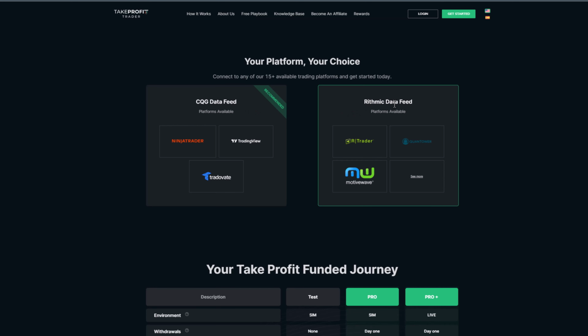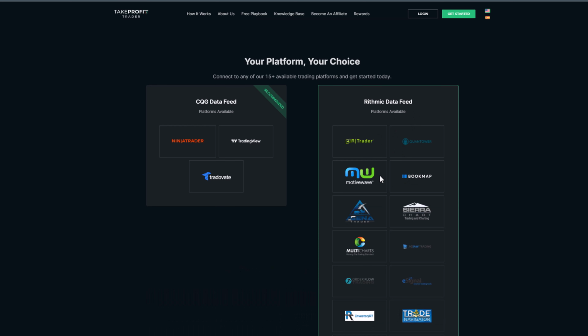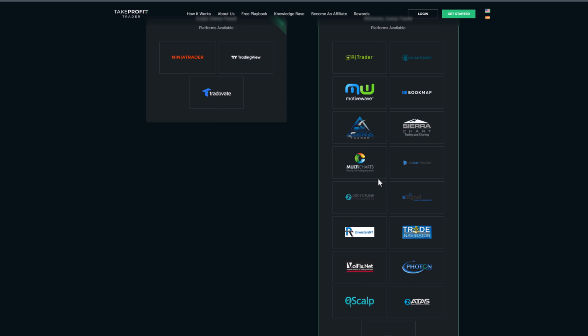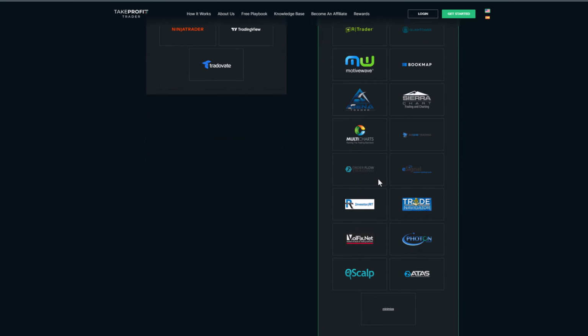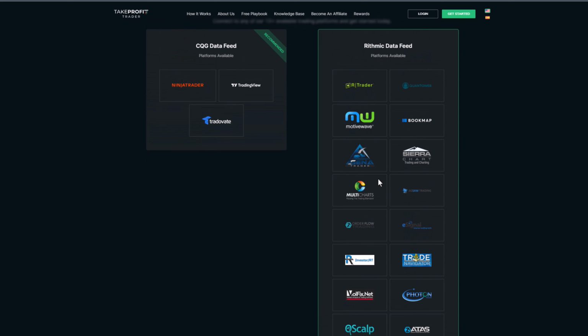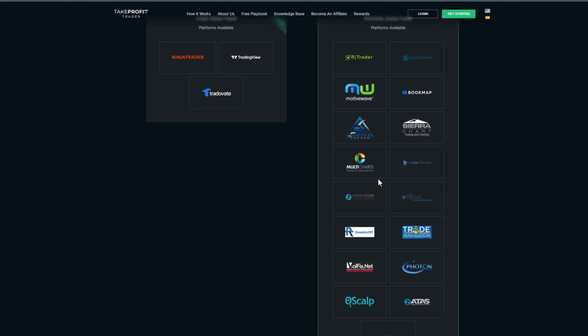Now, that's for this CQG data feed. Now, if you want to use Rhythmic data feed, and the data feed is just the prices, right? This Rhythmic has a ton. I've heard of Sierra Chart before. Actually haven't heard of these other ones. Doesn't mean they're not good. I've just personally only used NinjaTrader. I love the platform. I couldn't see going anywhere else. All right, but that's just me.